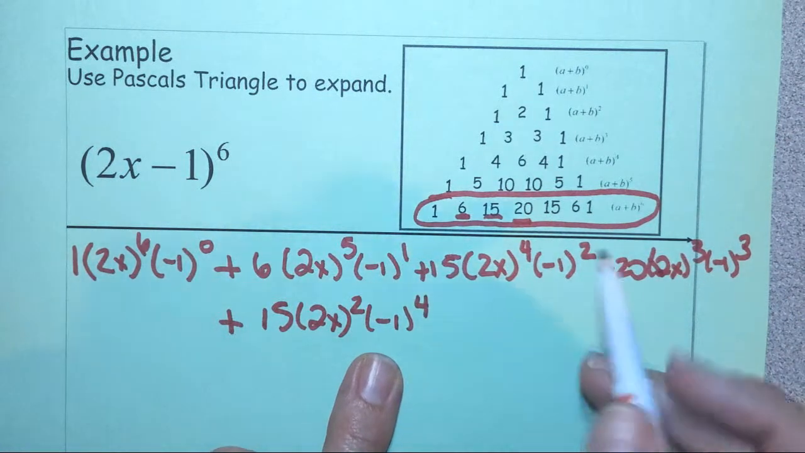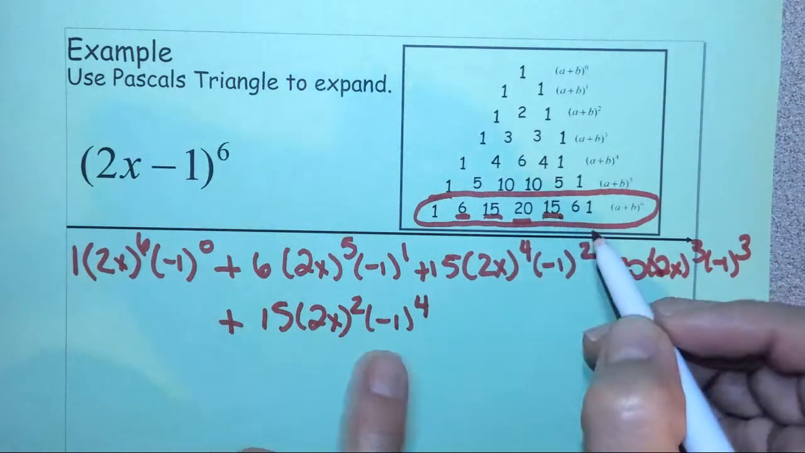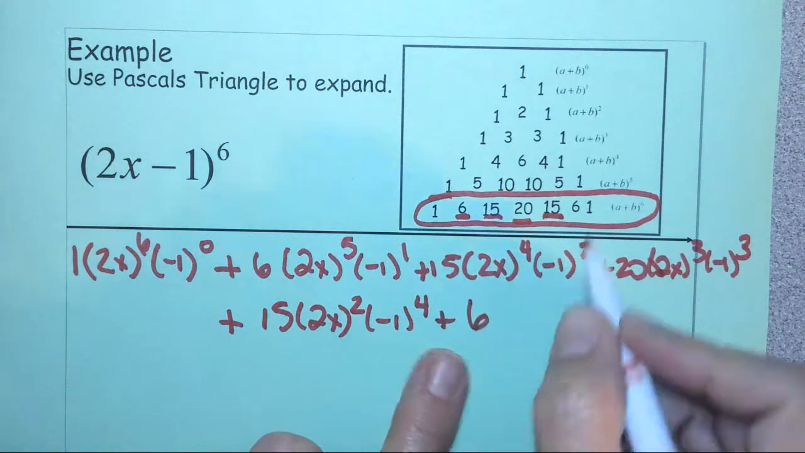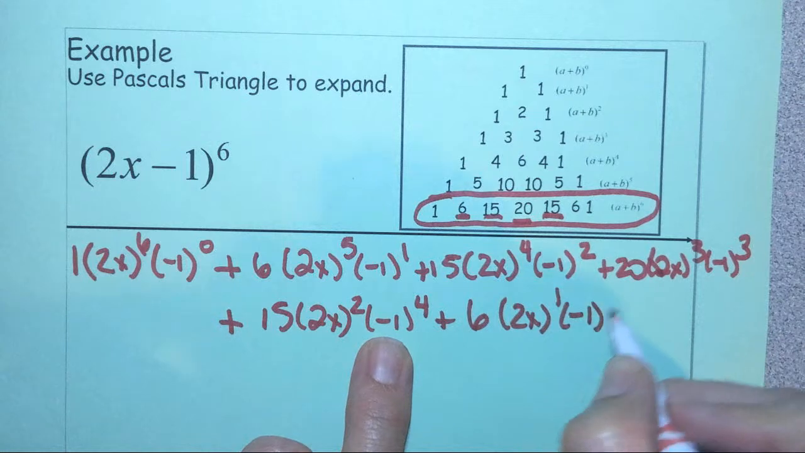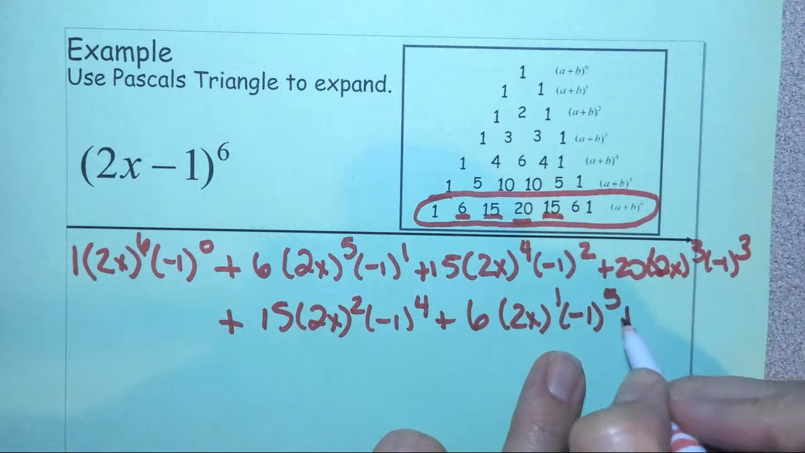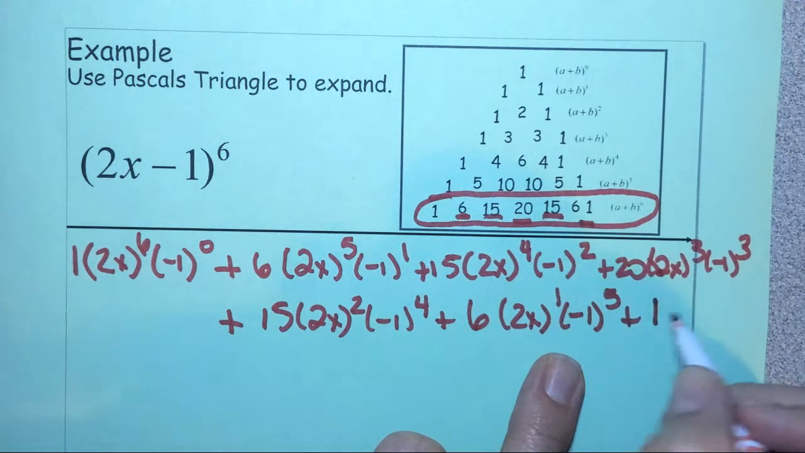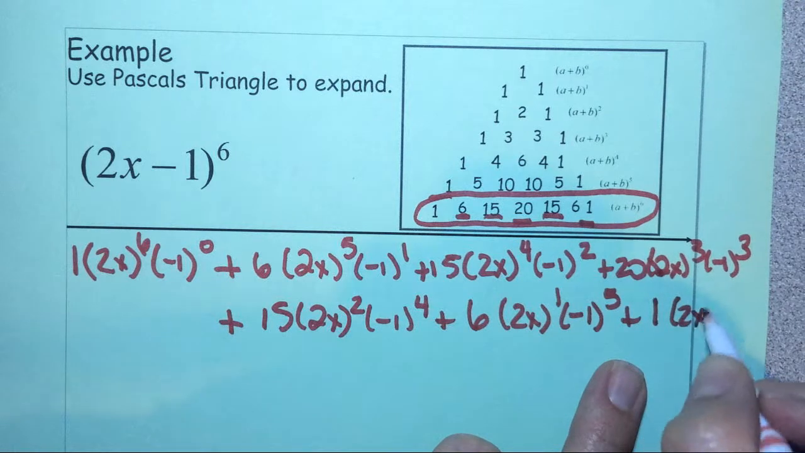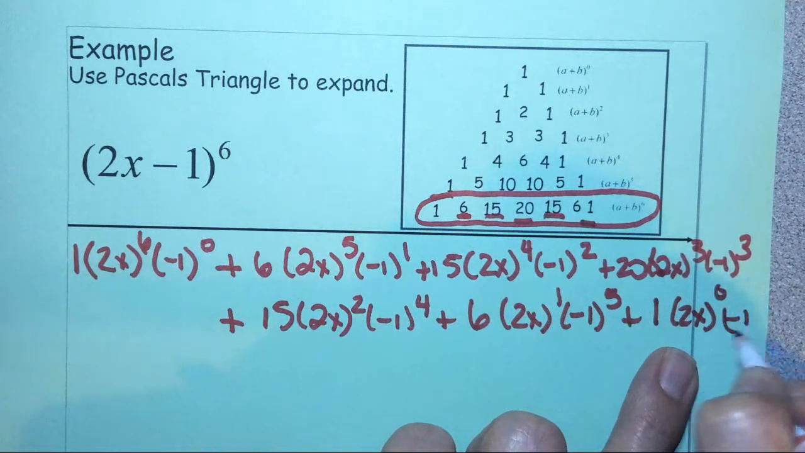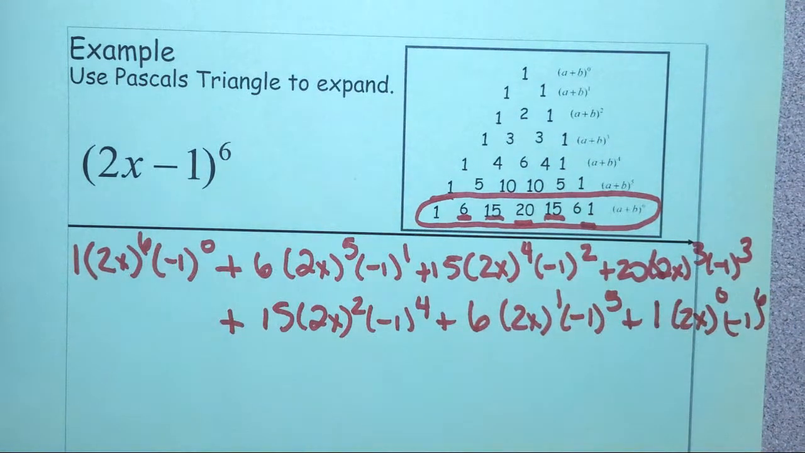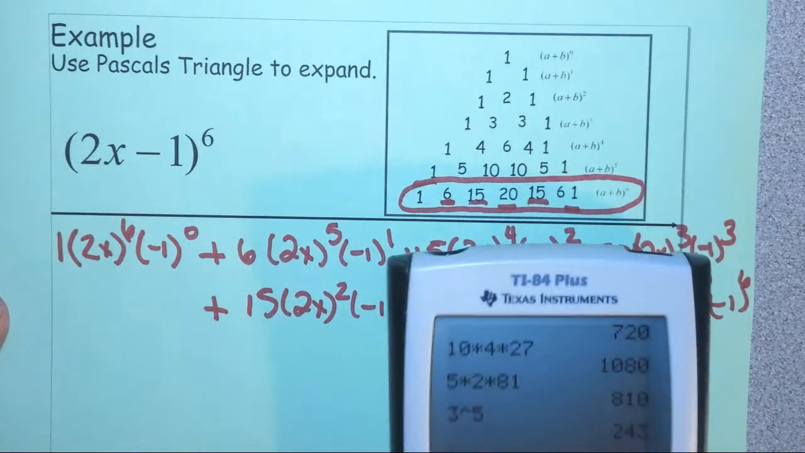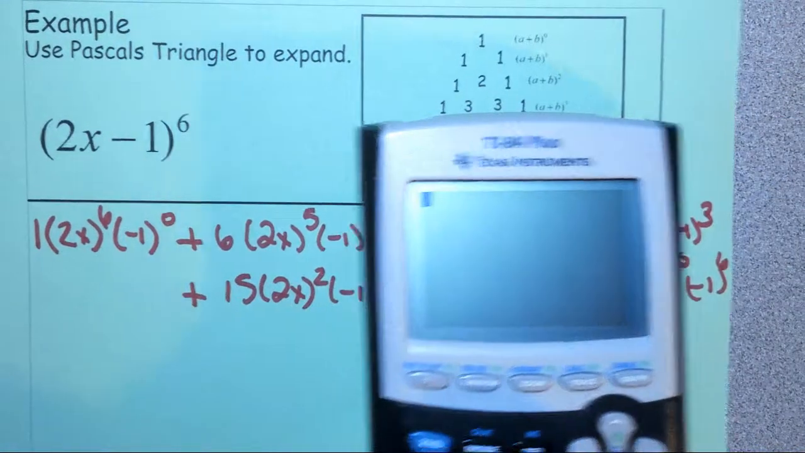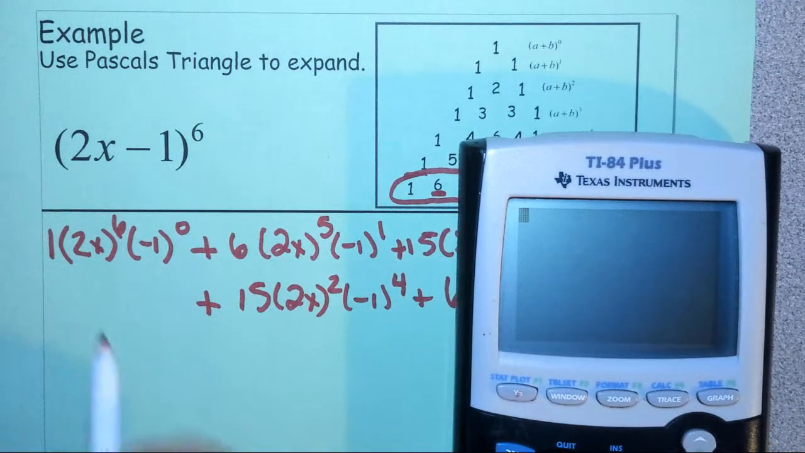You're done when you're done with your row. It's 15. I bring down my 6. I've got 2x to the first, negative 1 to the fifth. And I've got one more left. Got 1 out front, 2x to the 0, negative 1 to the 6. And now from here, it's a lot like we did earlier, except I don't have to do any n choose r's. I just have to type in the numbers and multiply.